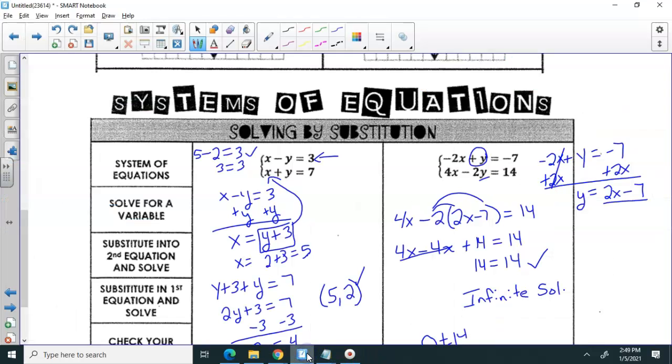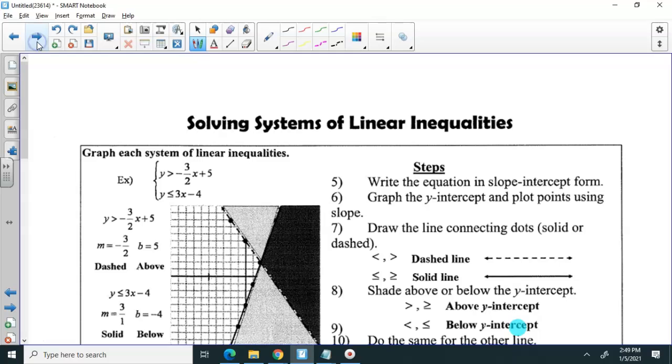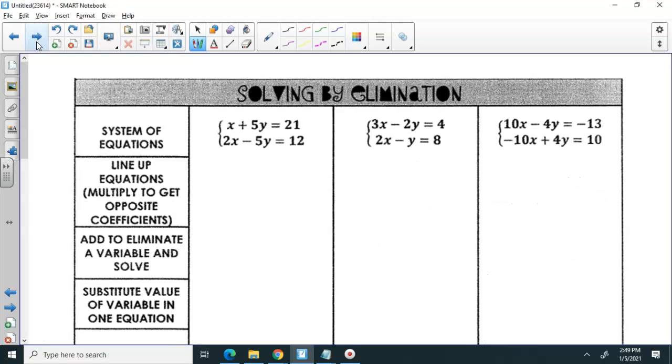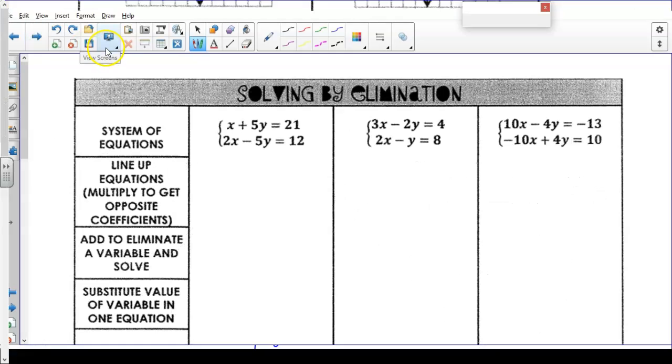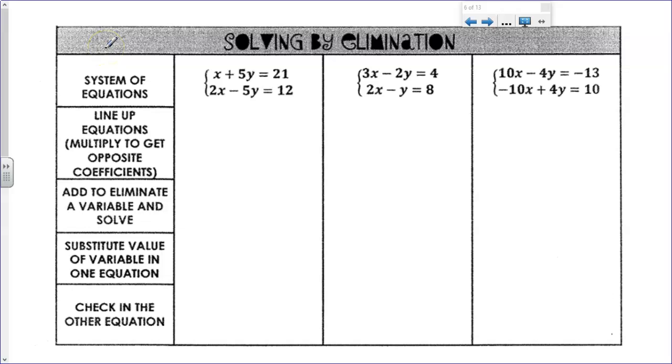Okay, so that is substitution. That is the method that most students do not choose to use. So we're going to look at solving by elimination. So let's talk about how we solve by elimination.